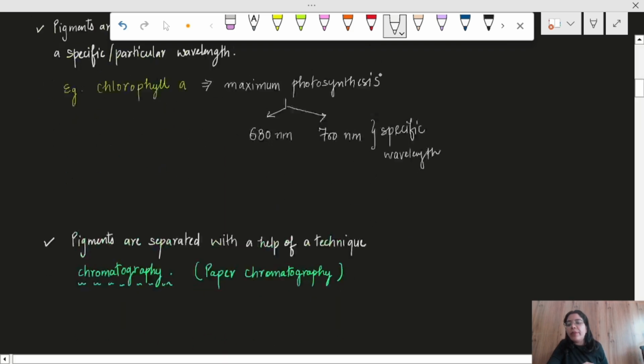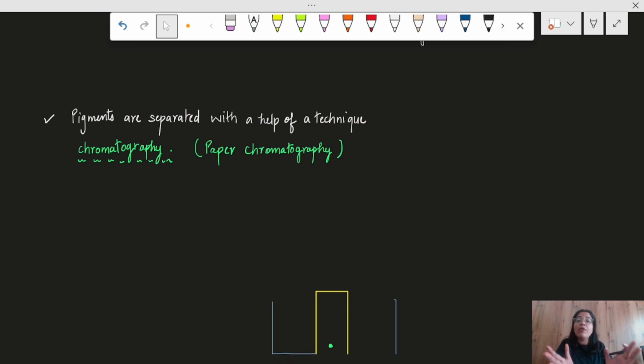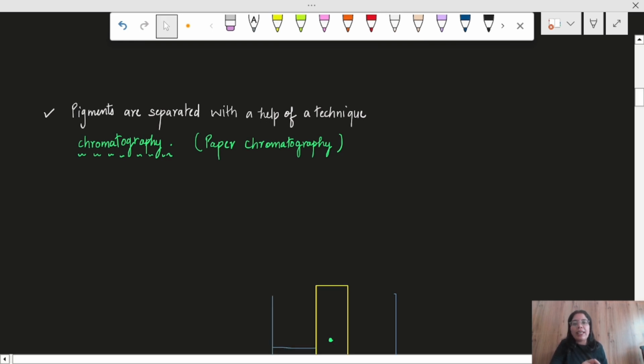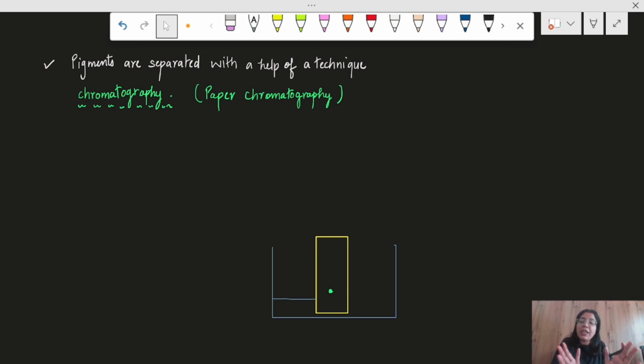Understood? Fine. Now, how did we understand that different types of pigments are there? You know that we have chlorophyll A, chlorophyll B, xanthophylls, carotenoids, all these different types of pigments, which we have learned in this chapter in NCERT, right? So how did we understand about all these different types of pigments? Pigments are separated with the help of a technique called chromatography. Specifically, paper chromatography is the technique by which we understood how many different types of pigments are there.